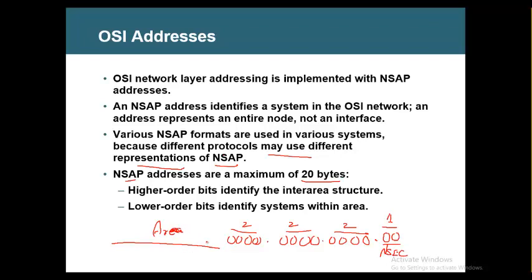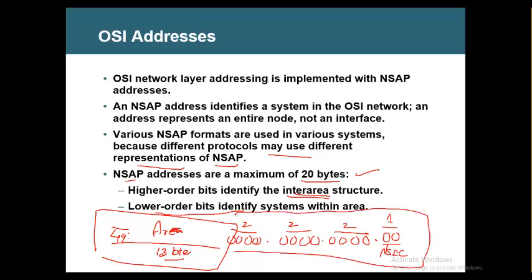But in our example previously, when we did the lab, we used an area of only 2 bytes. But you can even have up to 13 bytes, which includes that 49, which is the private area. So totally 20 bytes. That's the max. The higher order bits identify the inter-area structure, meaning these higher order 13 bytes are area IDs. The lower order bits identify the system within an area, which is mentioned in the higher order bits.